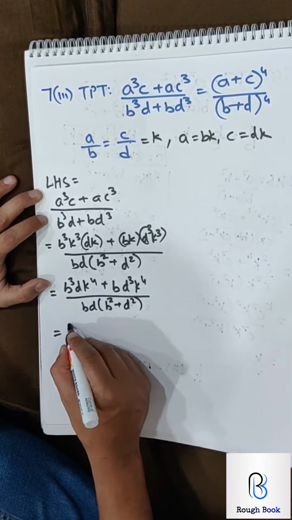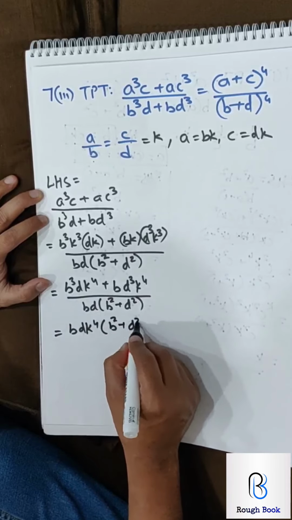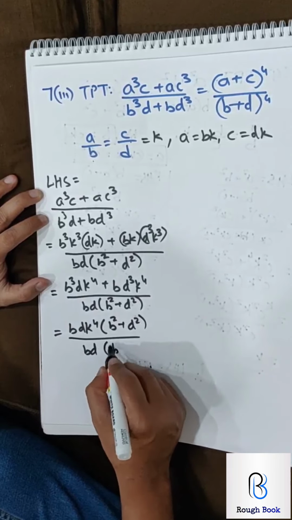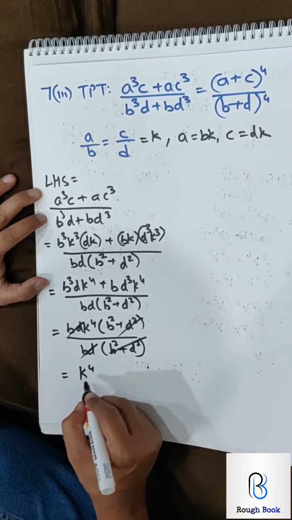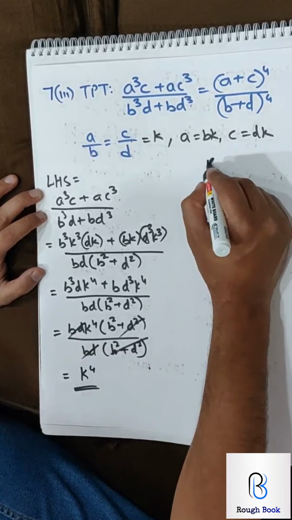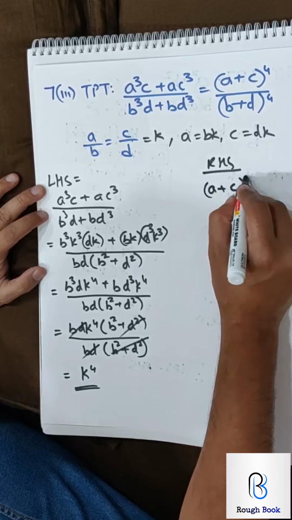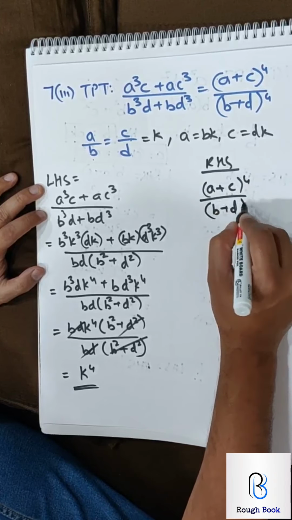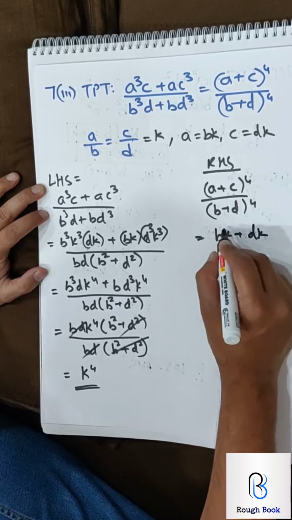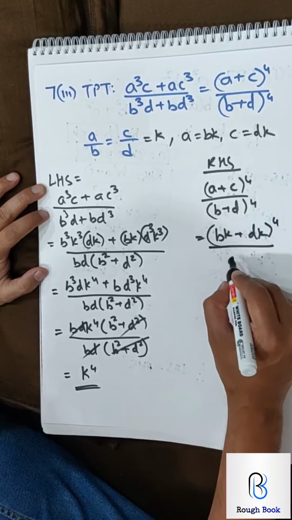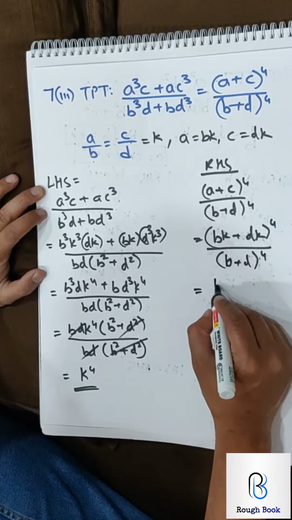Pulling things common here 1B, 1D and K4. So what is left is B square plus D square upon BD B square plus D square. Cancels, BD cancels, the leftover is just K4. Exactly same we are going to do with the RHS, which is A plus C raised to 4, B plus D raised to 4. So my A is BK and C is DK, the whole thing raised to 4, and here B plus D raised to 4. Don't open this, just pull K common.